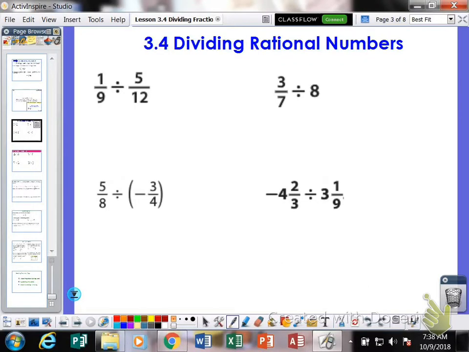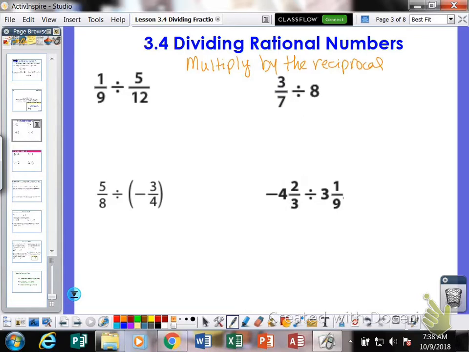So in today's lesson, we're going to be dividing rational numbers. It's one little thing that we have to do, and then it's just like multiplying. So we want to change division to multiplication. And the rule for dividing is multiply. You might want to write this down. I suggest you do. Multiply by the reciprocal.